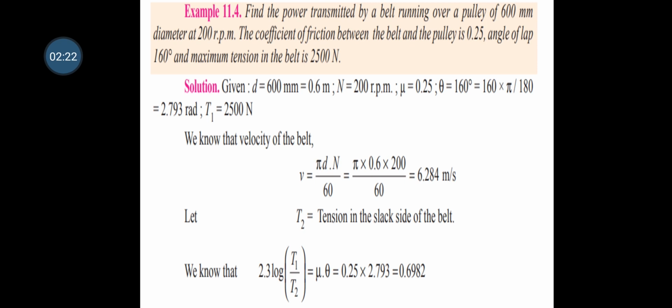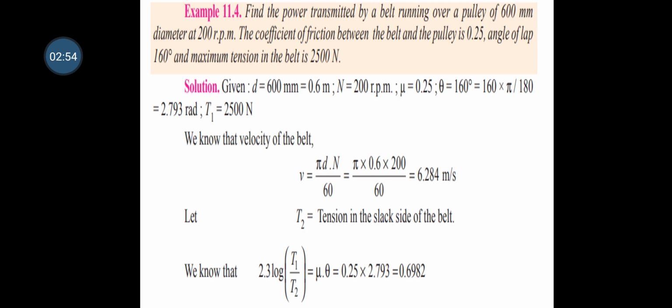Write down the given details: D, N, mu, theta. Convert the theta value into radians, and T1, the maximum tension in the belt, T1 is equal to 2500 Newton. We know that the velocity of the belt, V, is equal to pi D N divided by 60. Substituting these values, we get the velocity of the belt V is equal to 6.284 meter per second.